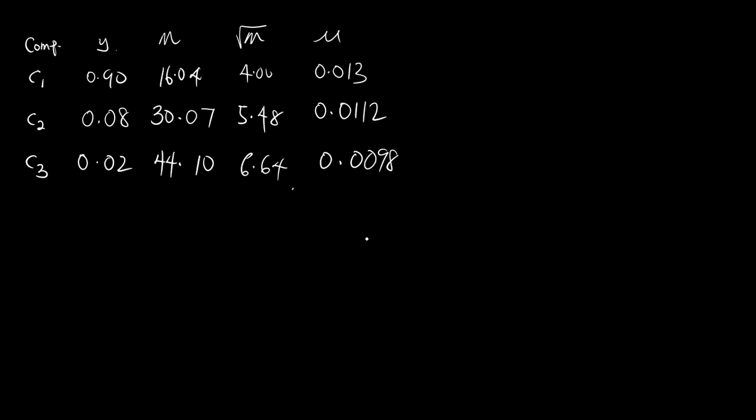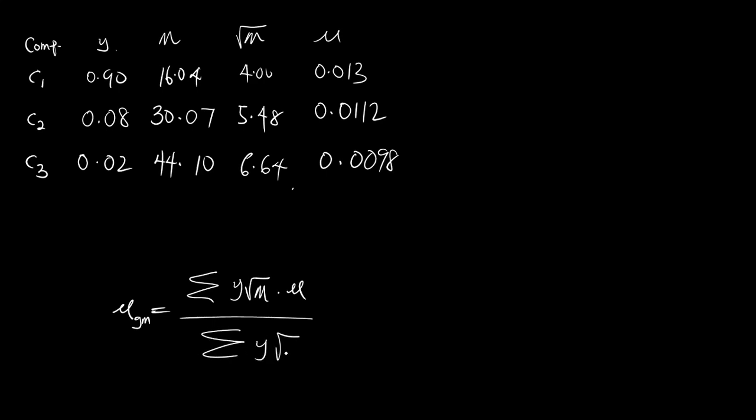to find the viscosity of a gas mixture, the formula is as follows. The viscosity of a gas mixture will be the summation of the mole fraction times the square root of the molecular weight times the viscosity, divided by the summation of the mole fraction times the square root of the molecular weight of each component.